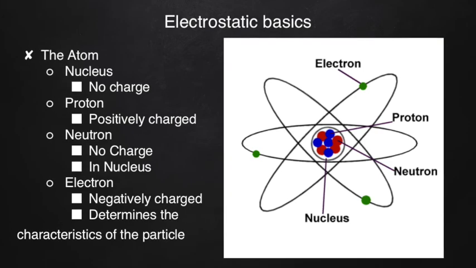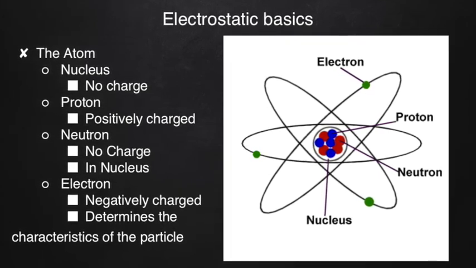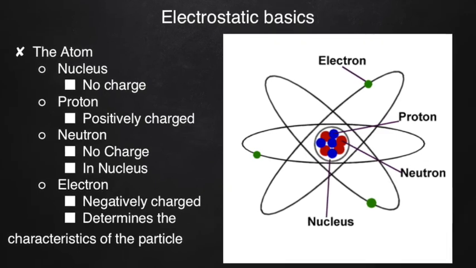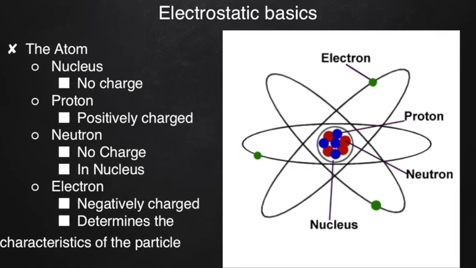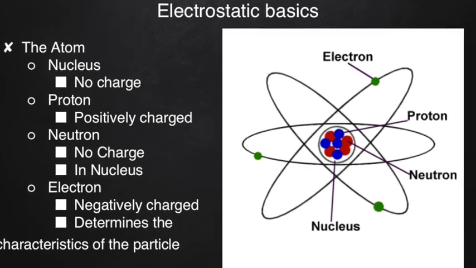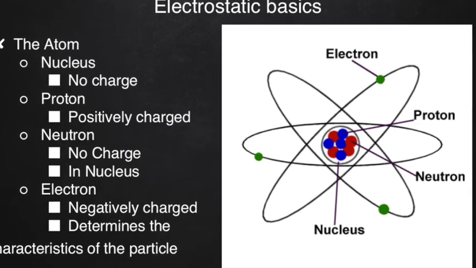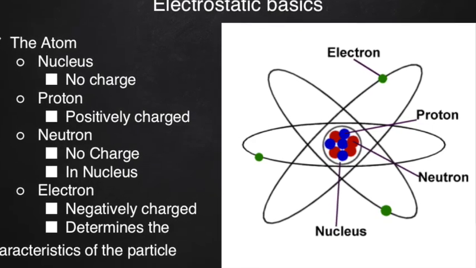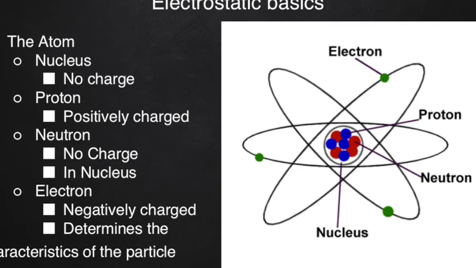You will need to understand the atom. The atom is made up of three components: protons, neutrons, and electrons. Protons are positively charged molecules. Neutrons are neutrally charged, meaning they don't have a particular negative or positive charge. It's neutral. Electrons are negatively charged and determine the characteristics of an element or molecule. Protons and neutrons are placed in the nucleus, whereas electrons orbit the nucleus.